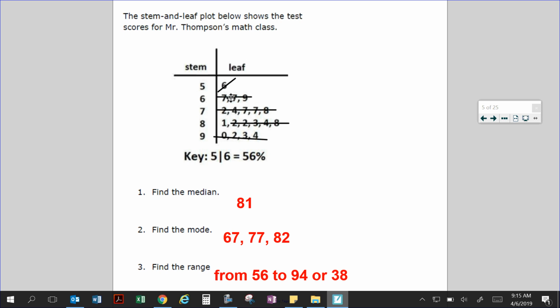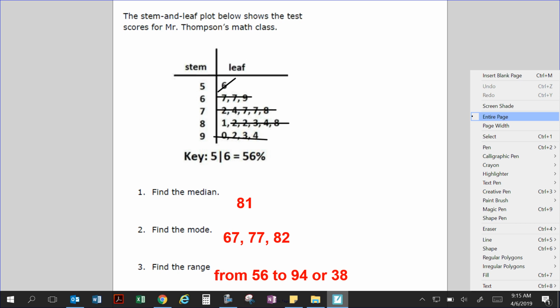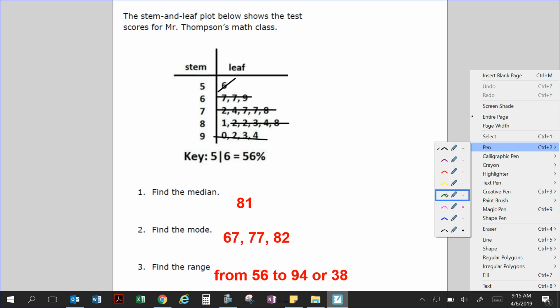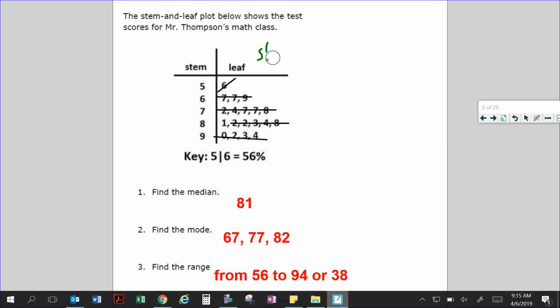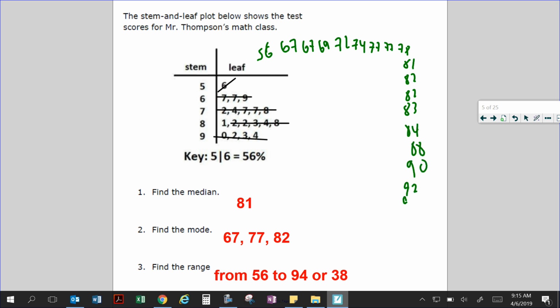You know what? I'm going to write them out. You don't have to, but I'm going to write it out because it's going to help me when I answer questions about it. So I see 56, then I see 67, 67, 69, 72, 74, 77, 77, 78, 81, 82, 82, 83, 84, 88, 90, 92, 93, and 94. So these are the test scores in Mr. Thompson's class. It ranges from 56 all the way to 94.